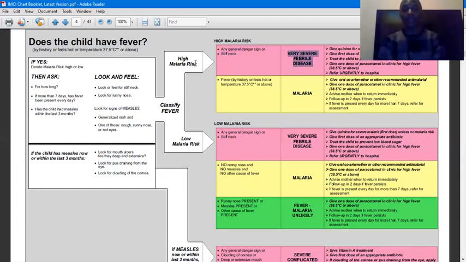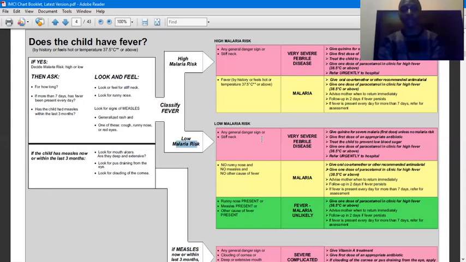Then apart from that, the same IMCI says if the child presents with just a fever or temperature of 37.5 degrees Celsius and above, you are going to classify the fever as just malaria and give the appropriate treatment. Then the same IMCI says if the child presents with fever but a malaria test is not confirmed positive, it will lead you to low risk malaria.